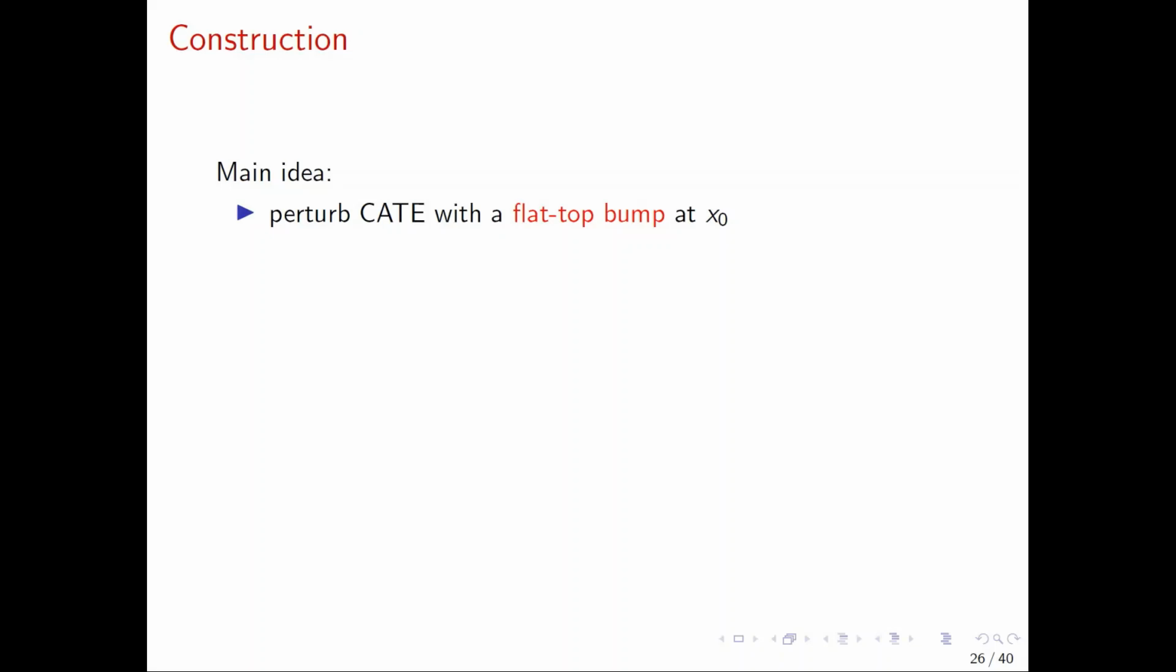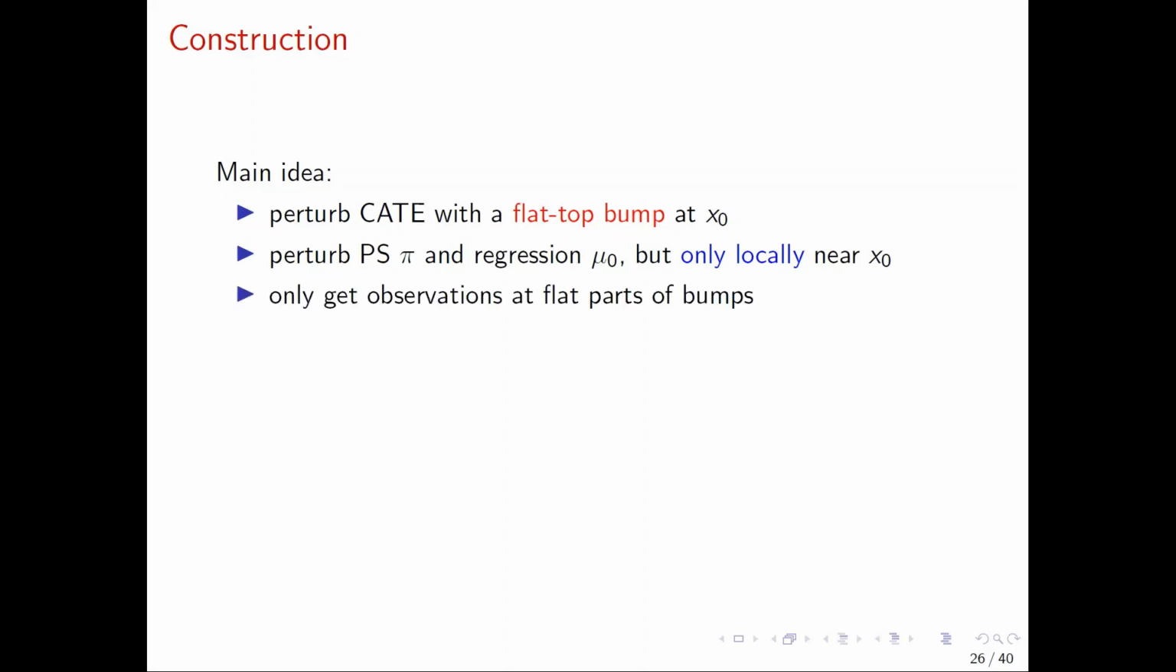So we're going to stick a little bump on the CATE, on the difference between the regression functions under one distribution. And then we're going to bin this within the area of this bump, and we're going to put a bunch of little bumps on the propensity scores and the regression functions, and these bumps are either going to go up or down. And we're going to put a mixture over the direction of these bumps, whether they go up or down.